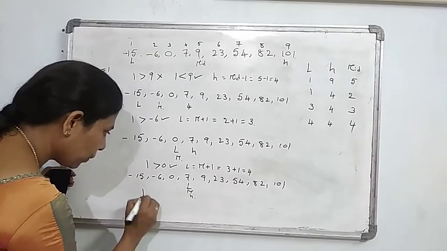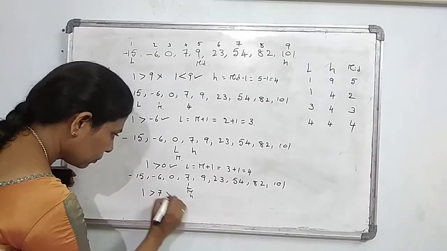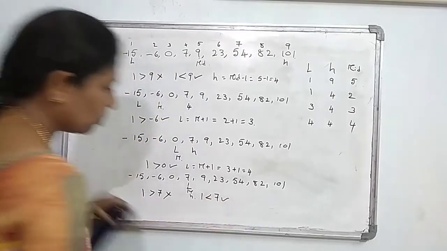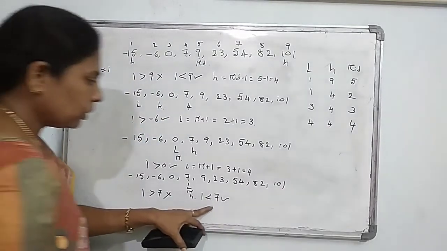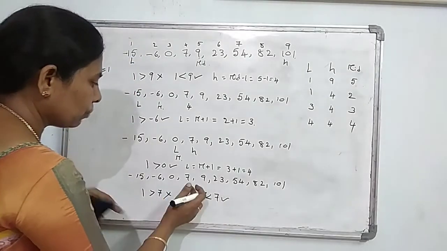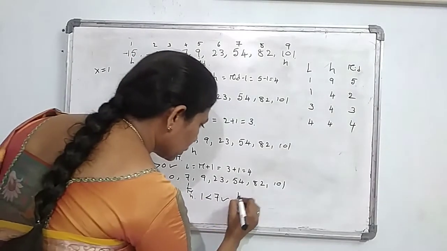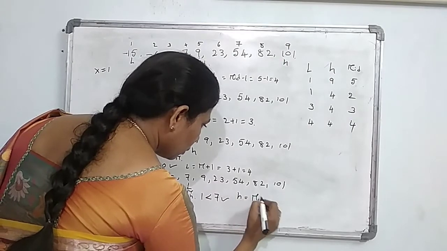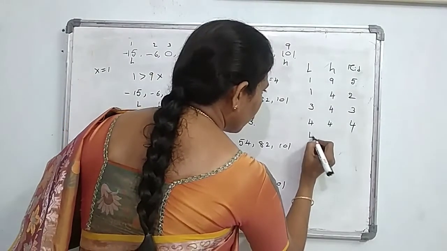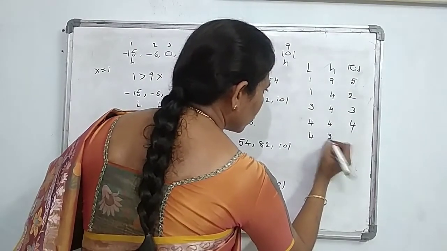So now you can compare 1 is greater than 7? Wrong. 1 is less than 7, true. So whenever this is true, again you can change this value. So 1 is less than 7 means it will become this one. Now you can change the high value equal to mid minus 1. So low value is 4, high value equal to 3.